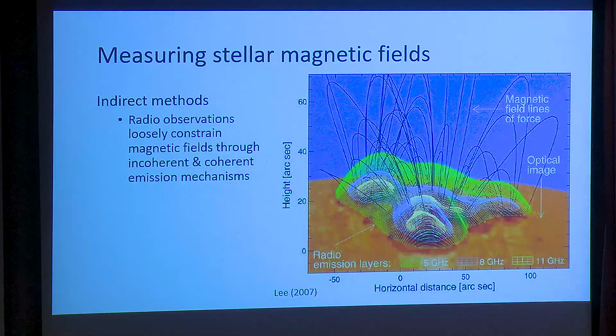Another indirect method: radio observations loosely constrain magnetic fields through incoherent and coherent emission mechanisms. This is an active region on the sun, showing the magnetic field lines of force, and then these curves are isogauss layers. Those are layers of constant magnetic field, and this is what you would see if you observed at different frequencies, 5 gigahertz, 8 gigahertz, 11 gigahertz. So by tuning the wavelength region that you're observing, you're sensitive to different magnetic field strengths.